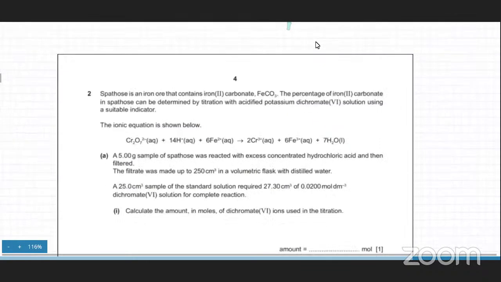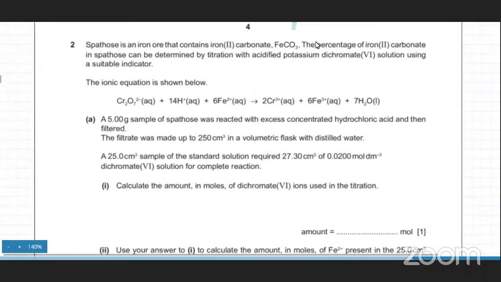Now the next part is a moles question. You're given that spathos is an iron ore that contains FeCO3. The percentage of iron 2 carbonate in spathos can be determined by titration with acidified potassium dichromate 6 solution using a suitable indicator, and the equation is given. So you're taking a 5 gram sample.